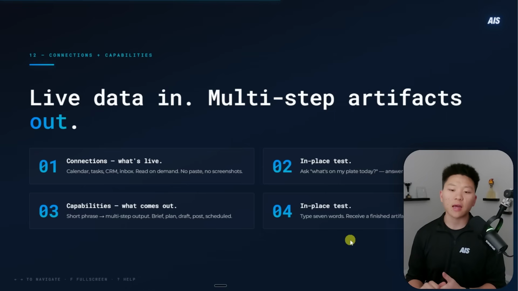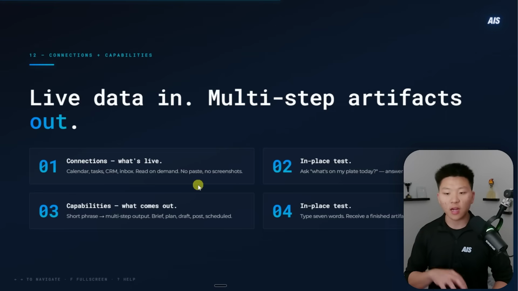And we're going to be talking about how you can actually test if you have those things in place. And we have a skill inside of the template I'm going to give you guys where you can run an audit and just make sure that you're good, and you can find opportunities to add more connections or add more capabilities and things like that. But for example, if you have connections into your calendar and your tasks and your CRM and your inbox, it should be able to grab all that and help you out.